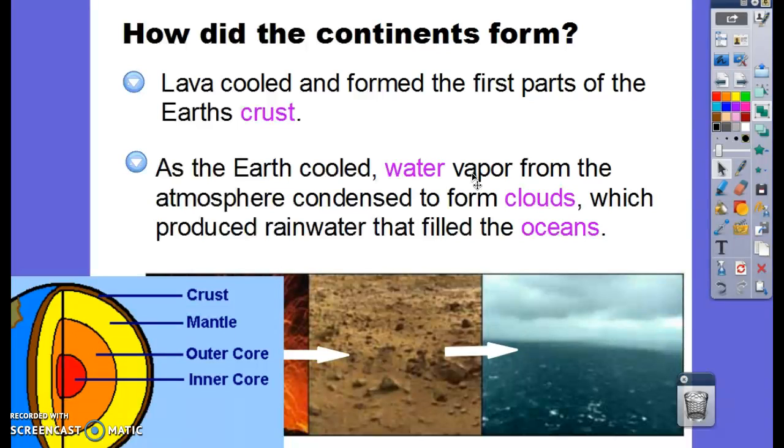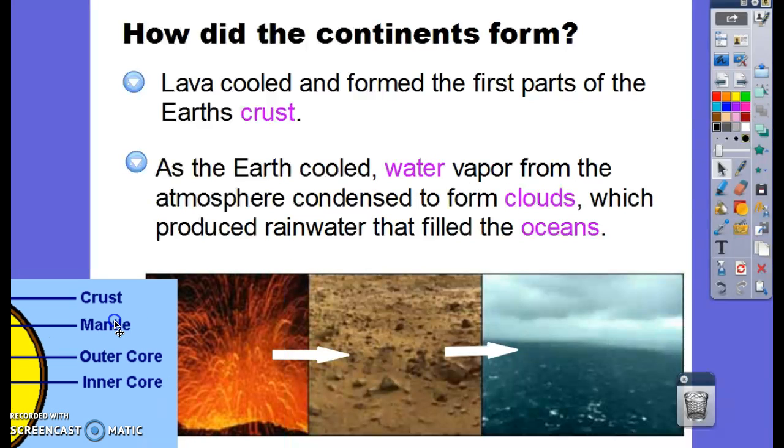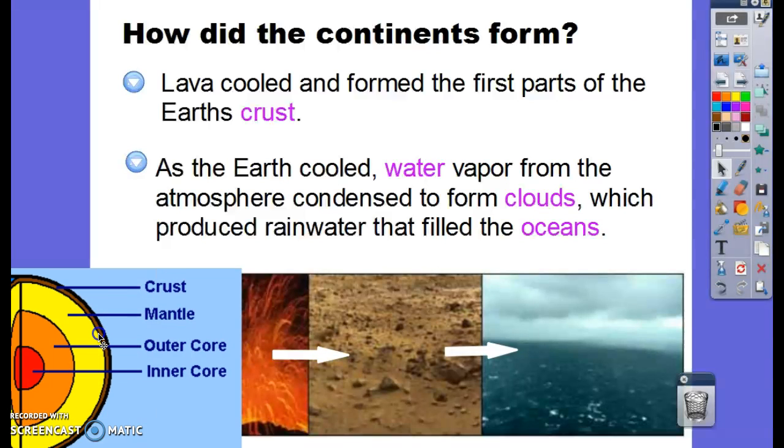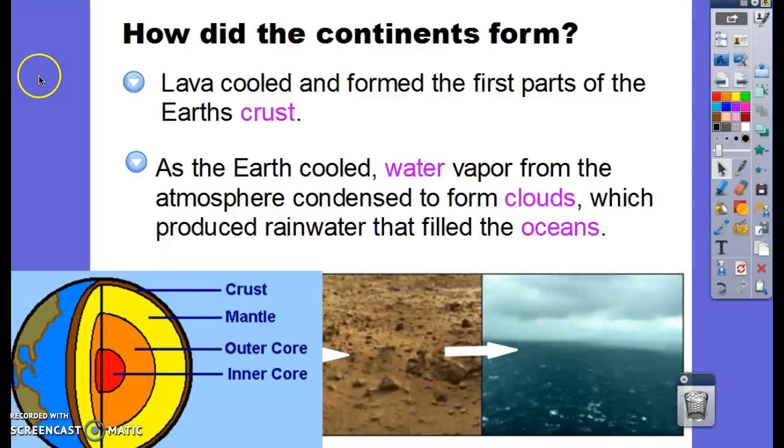So all the steam in the air turned into clouds, which produced rain, and that rain ended up filling our oceans. So before this time, there weren't any oceans. Okay, there were just big craters or big empty areas. It was all land. So as the earth cooled, water vapor from the atmosphere condensed to form clouds, which produced rainwater that filled the oceans. Again, both of these are in your foldable. If you would like to write them down, you can. Just ask the sub to pause the video if you need more time. Okay?